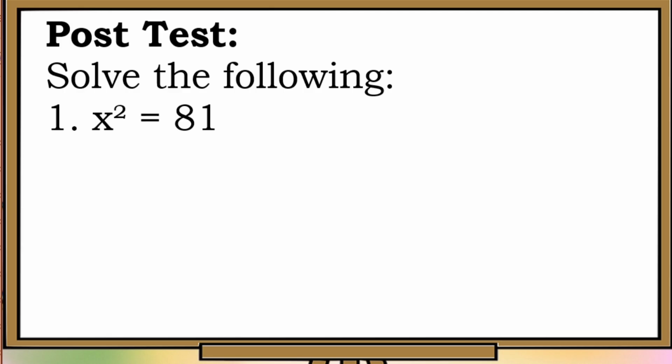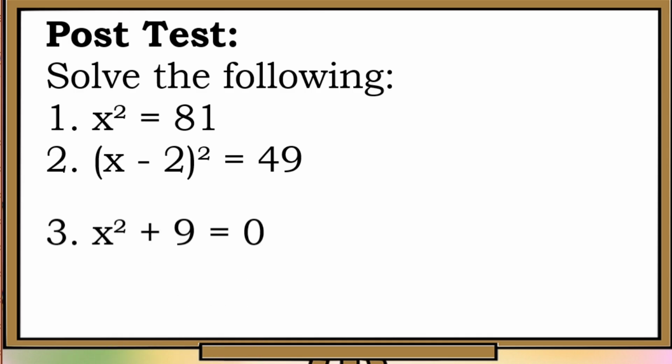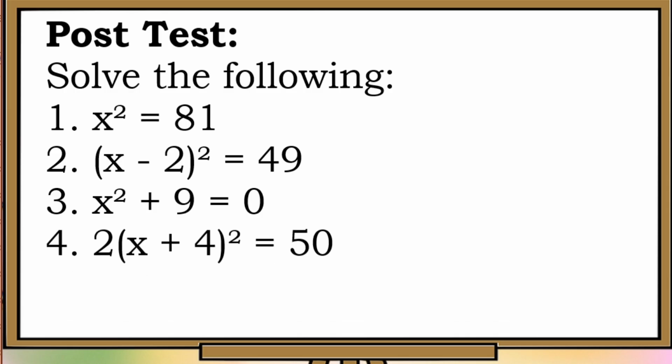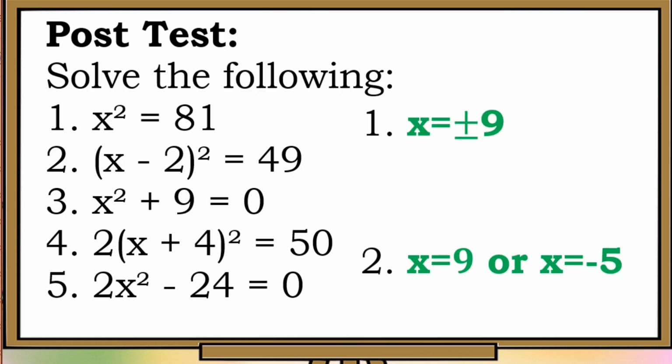Solve the following. Number 1, x squared equals 81. Number 2, the quantity x minus 2 squared equals 49. Number 3, x squared plus 9 equals 0. Number 4, 2 times the quantity x plus 4 squared equals 50. Number 5, 2x squared minus 24 equals 0. By the way, again, you can pause this video if you can do it alone. Then check your work to see if you have the same answers.